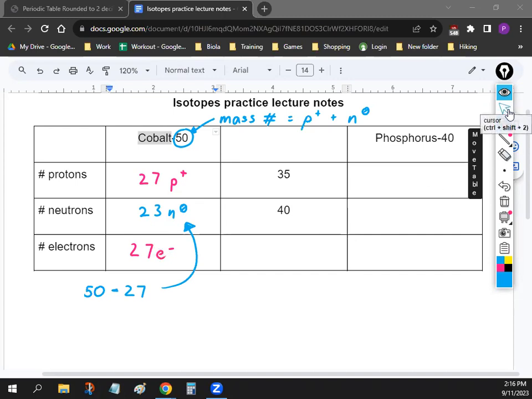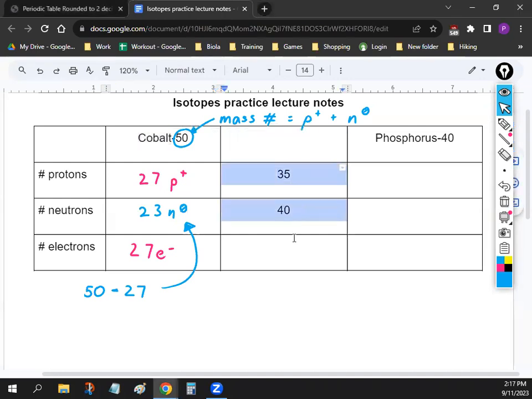All right, do you guys think you could try one on your own? Yeah, I'll take that silence as a yes. So take a second. You can work with the person next to you and try the next column right here. The one that has 35 protons and 40 neutrons. So try filling out the rest of the table, and then we'll go over it together.